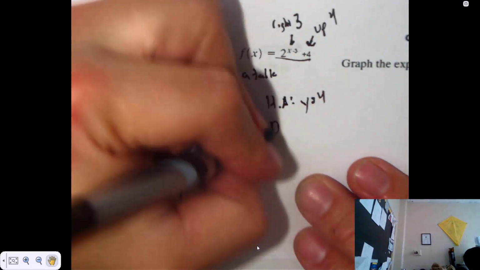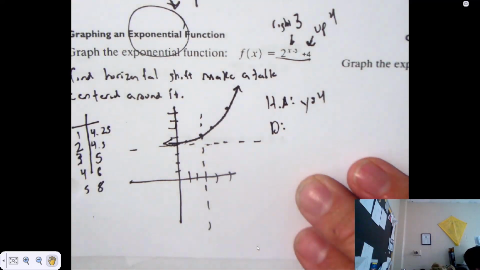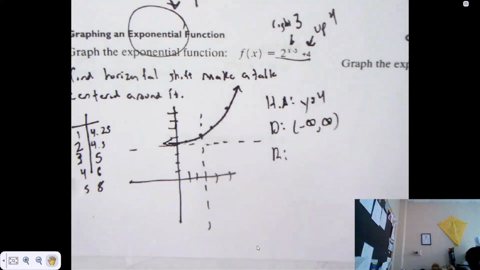What's the domain of this thing? Negative infinity to positive infinity. It runs forever left, runs forever right. What's the range of this thing? Low y value, what is it? It's really, really close to 4, rises to infinity.